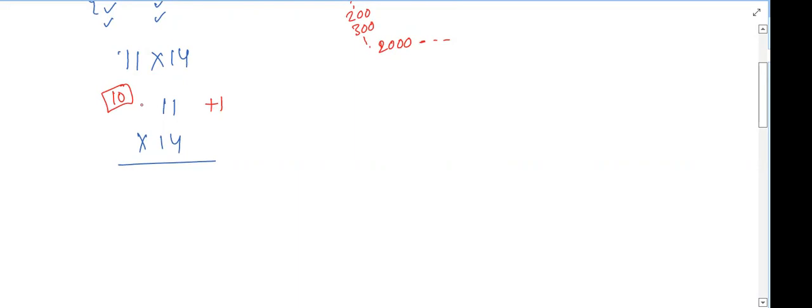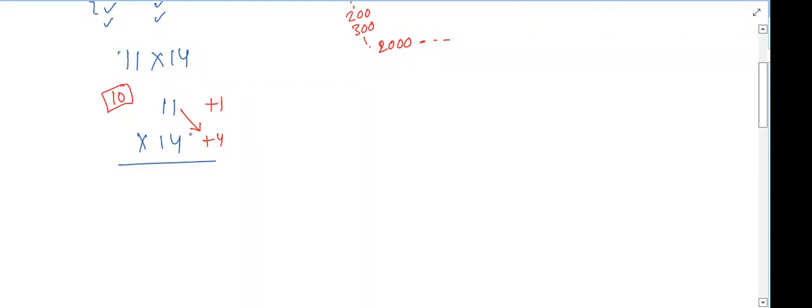The first number is 1 more than 10, that's why it is plus 1. The second number is 4 more than 10, that's why it is plus 4. 11 is plus 1 and 14 is plus 4. Now take any crosswise operation. Crosswise operation means either 11 plus 4 or 14 plus 1. Whatever you take, it will give the same result. 11 plus 4 is 15, and 14 plus 1 is also 15. You don't need to take both.